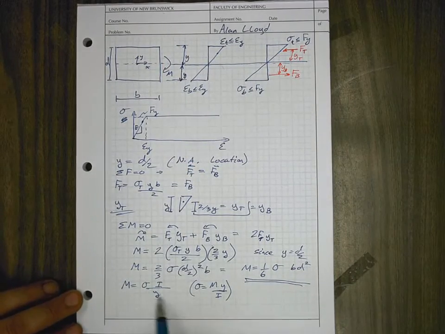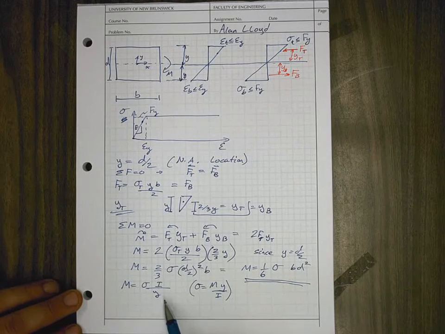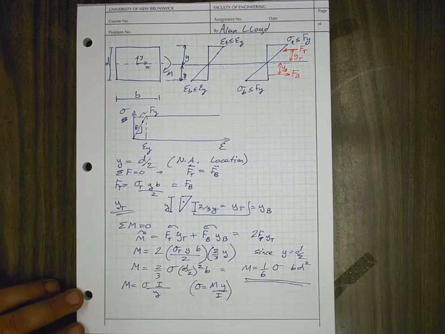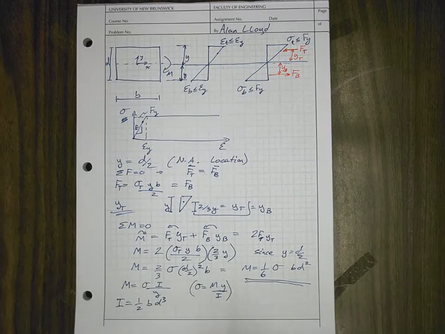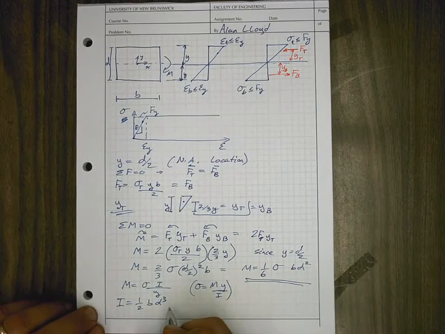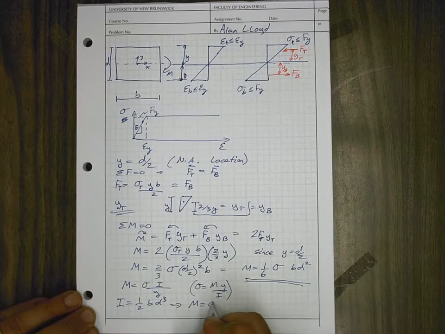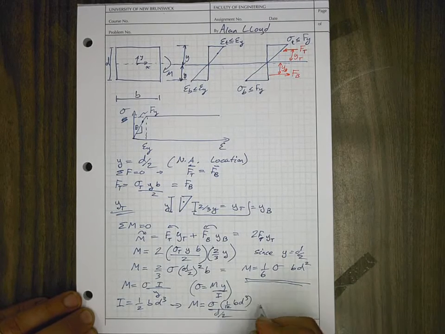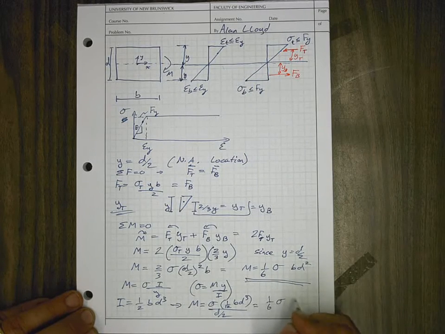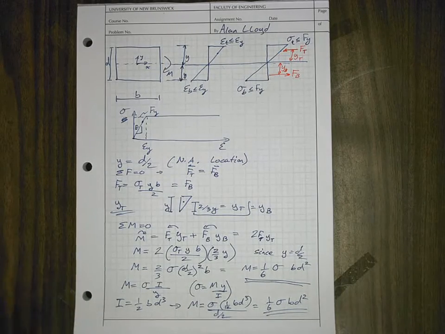Realistically, if we kept y as the variable, the distance from the neutral axis to the extreme fiber, and then we converted this into moment of inertia, we'd get the same equation. We can verify that quite simply. We know that I is equal to 1/12 b d cubed, and this gives us moment is equal to stress times 1/12 b d cubed over y, which is d over 2, and this is equal to 1/6 stress b d squared. So we found our elastic moment for this section, and that was nothing too difficult.